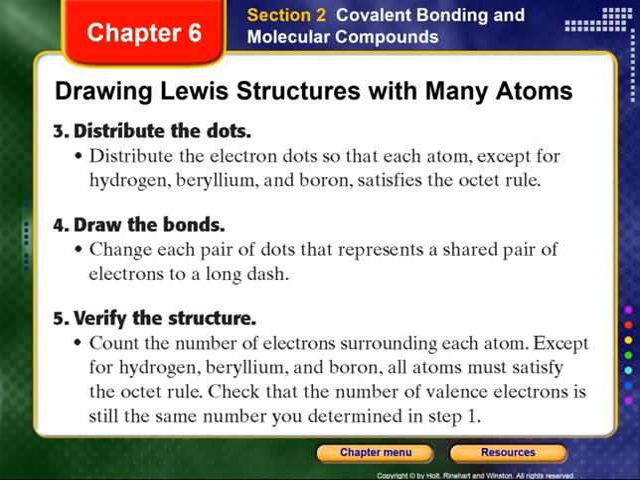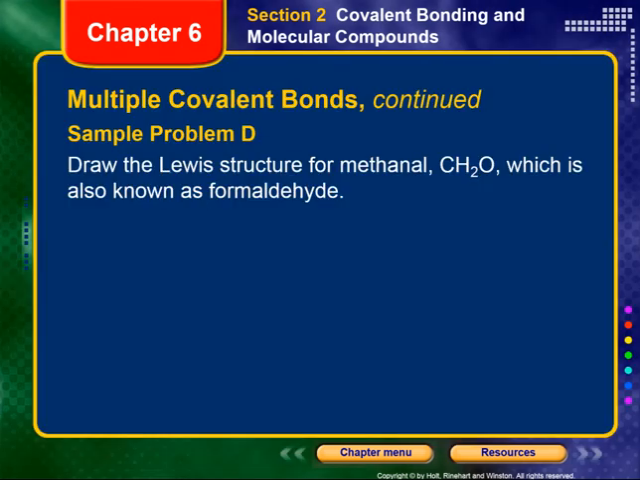Lastly, verify the structure. Double check. Count the number of electrons surrounding each atom. Except for hydrogen, beryllium, and boron, all atoms must satisfy the octet rule. Check that the number of valence electrons is the same number you determined in step 1.